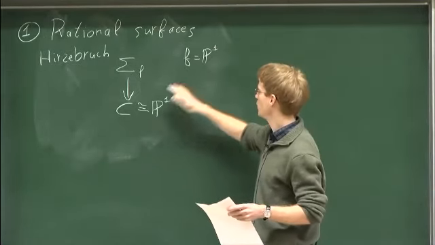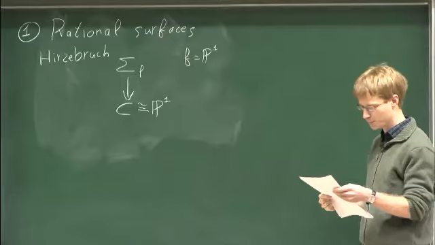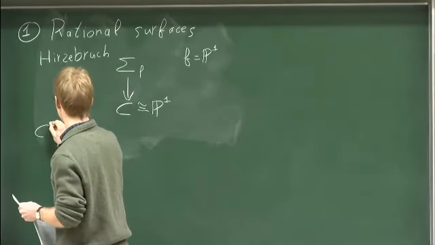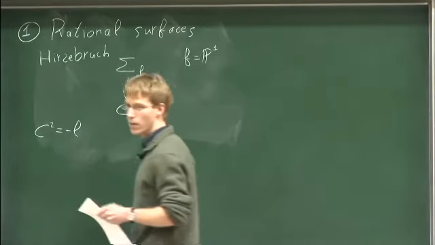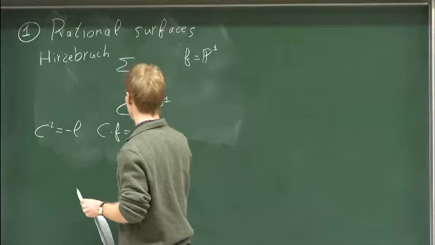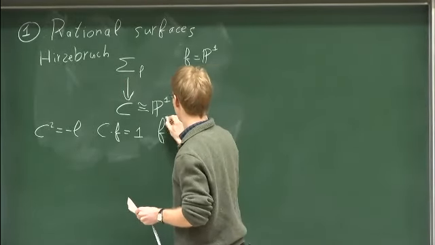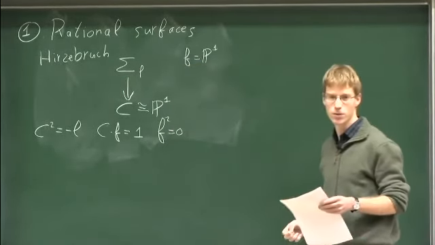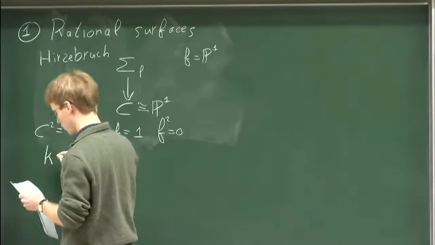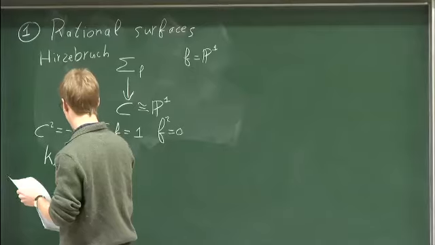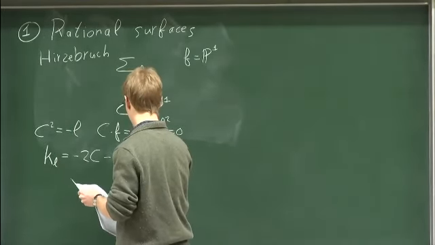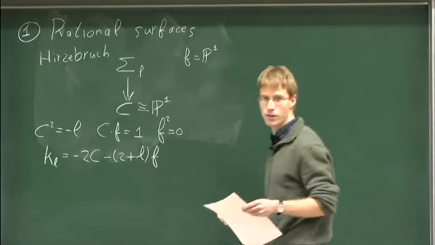And these are the only two cycles of the rational surface. The intersection numbers are given as follows: C squared is equal to minus L, C dot F is equal to 1, and F squared is equal to 0. The so-called canonical class is given by minus 2 times C minus (2 plus L) times F.